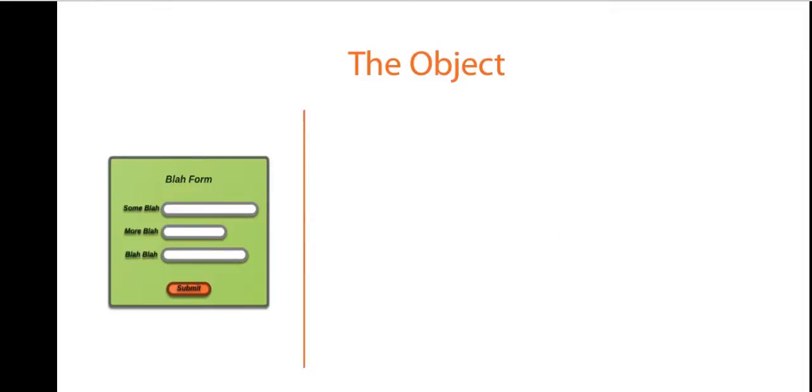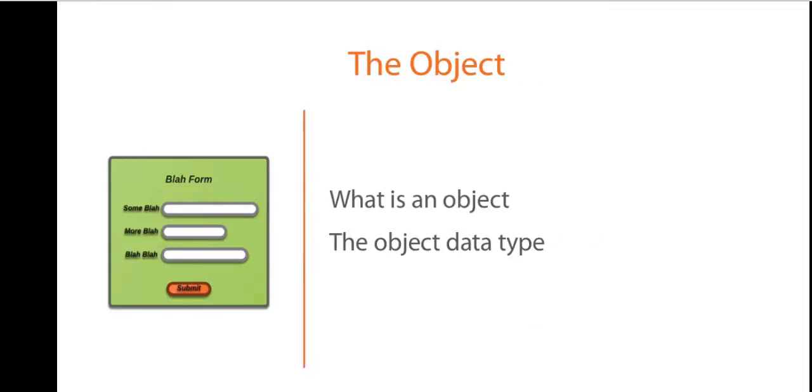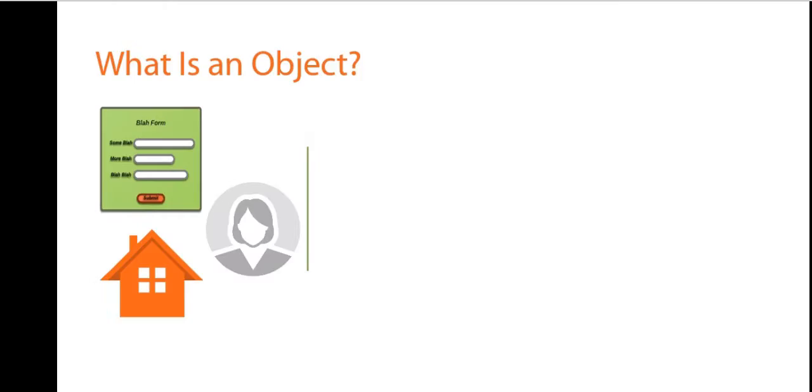In this clip, I will define an object, what an object data type is, and why objects and object-oriented programming is so important for today's complex software solutions. What is an object? Well, an object is a container of information.